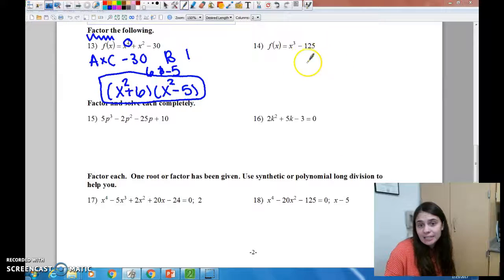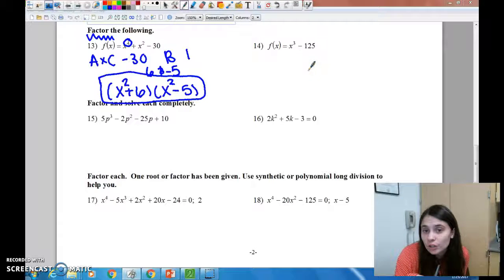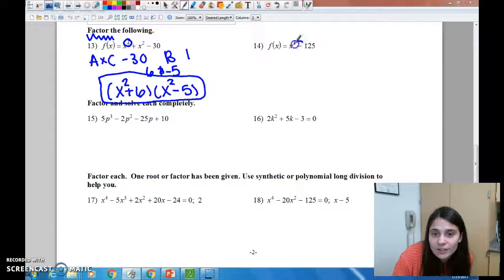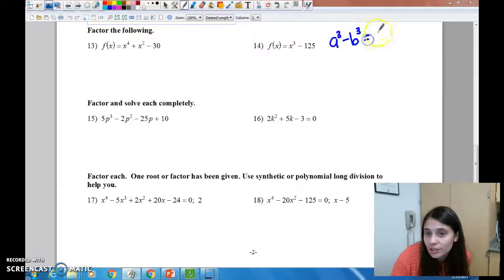Number 14 looks very similar to the factoring by using the sum of cubes formula that we did earlier, but this one is a difference of cubes. So we need the difference of cubes formula, which I'll go ahead and write for you right here. So I have a cubed minus b cubed is equal to a minus b times a squared plus ab plus b squared.